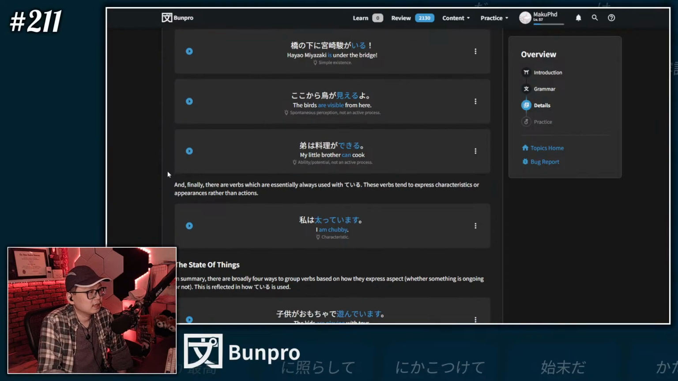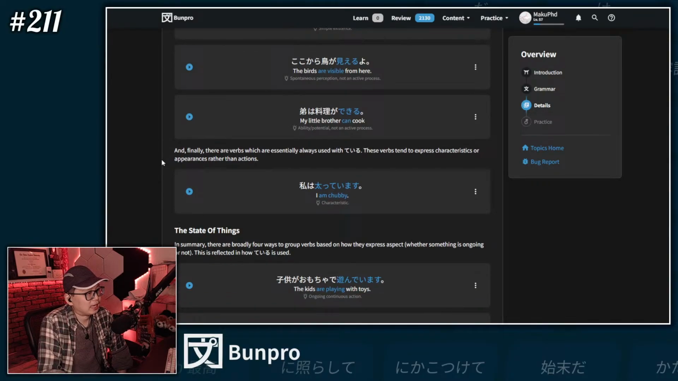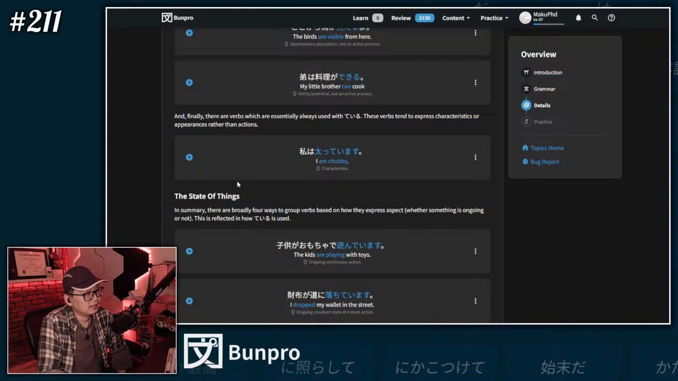Ability and potential. And finally, there are verbs which are essentially always used with teiru. Yeah, it feels like teiru far exceeds the not using. These verbs tend to express characteristics or appearance rather than action. Oh, okay. 私は太っています。 This one's a weird one. I'll have to keep that in mind.